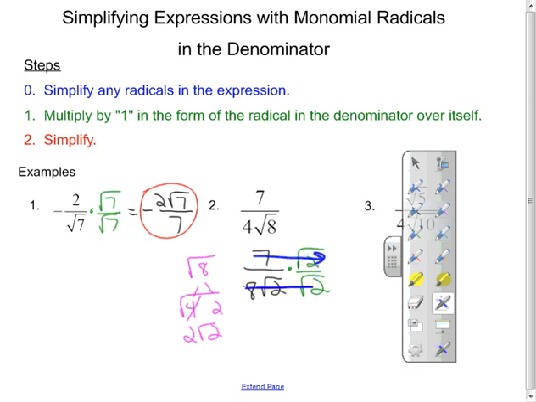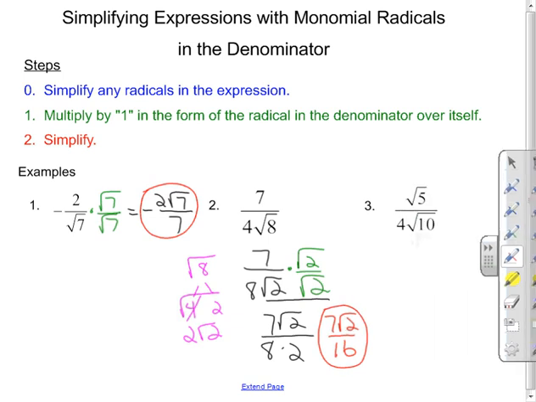And then when I multiply across, I in fact will get 7 root 2 over 8 times 2, because root 2 over root 2 times root 2 is just 2. So what does this give me when I go to simplify? It gives me 7 root 2 over 16. This fraction cannot be simplified. Here are the 7/16, so in fact, that is the final answer.